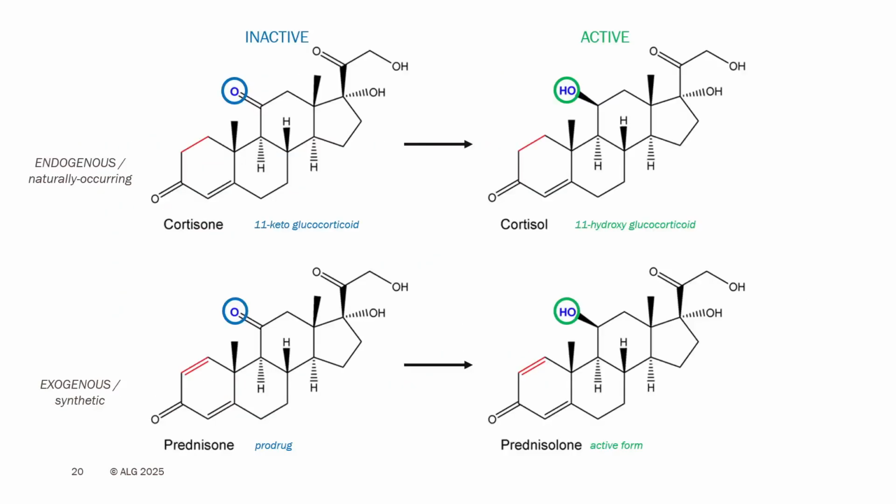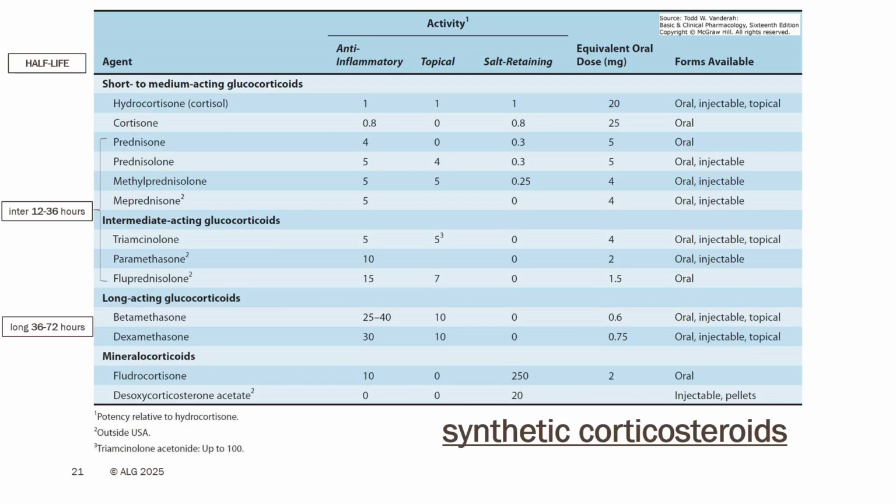Here we see the difference between endogenous and exogenous glucocorticoids. With the addition of a double bond at position 1, 2, prednisone and prednisolone have longer half-life. As a prodrug, prednisone is metabolized in the liver and converted to its active form, prednisolone, in order to exert anti-inflammatory effects. Here is the summary table of synthetic preparations of corticosteroids.